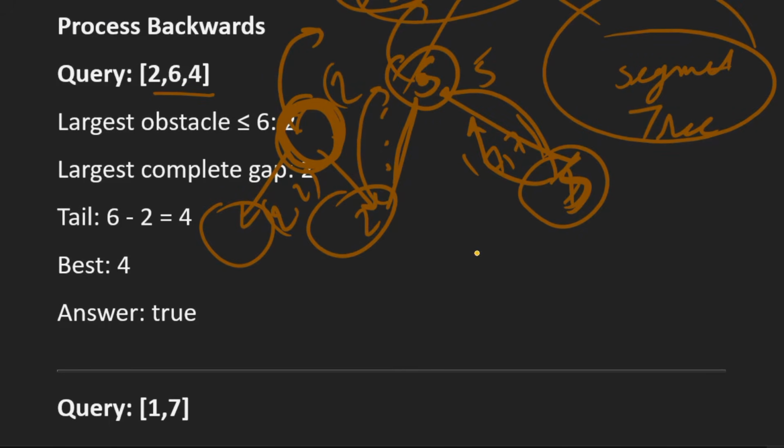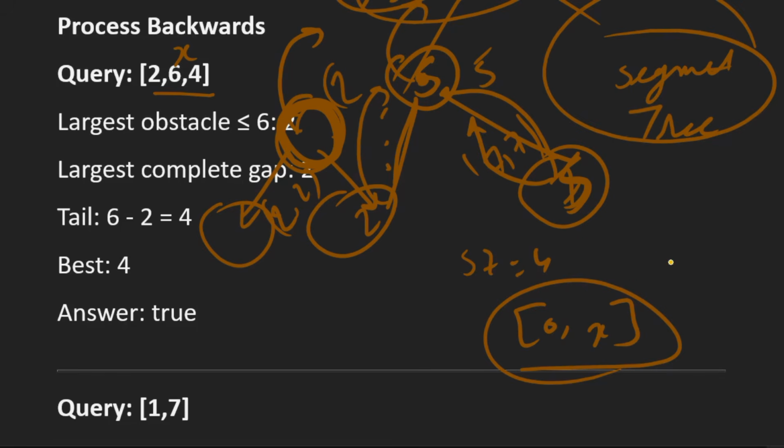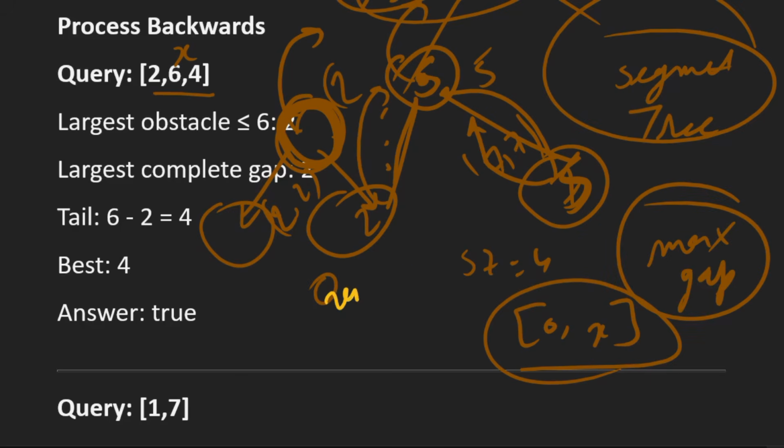So we have built the segment tree, and now we query it. This is query 6 comma 4, so our block size is 4. We find the maximum gap in the range 0 to x, doing a query over the segment tree. So if you see, what is the largest obstacle gap that we get? From the segment tree we get 2 as the answer.